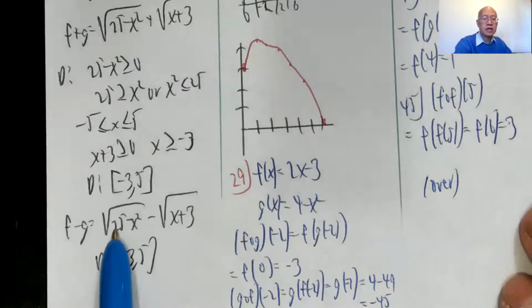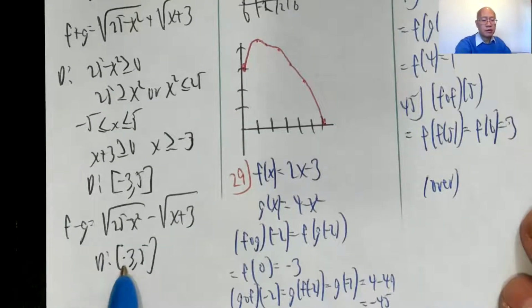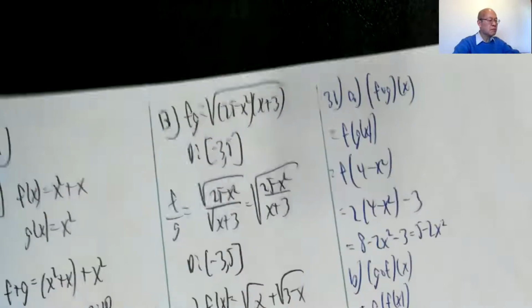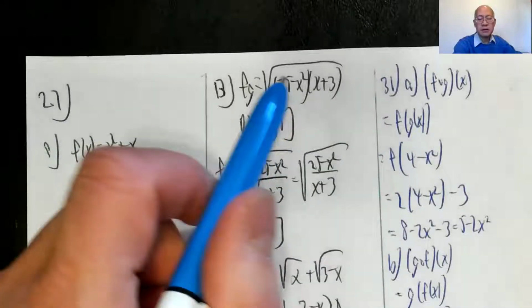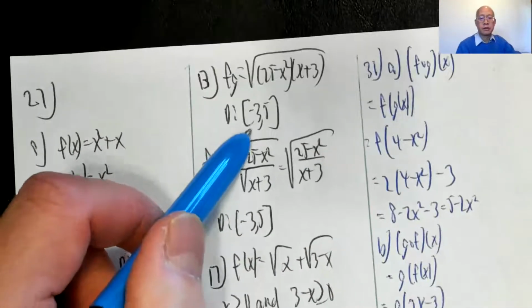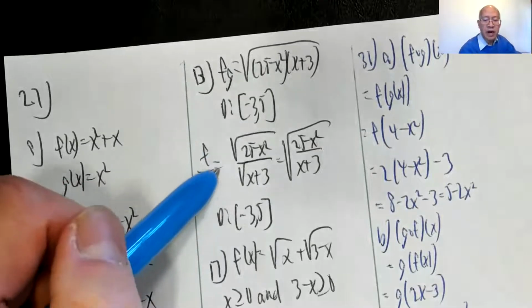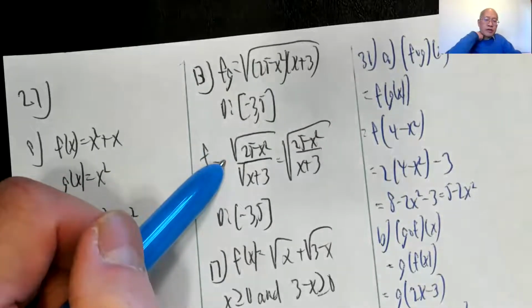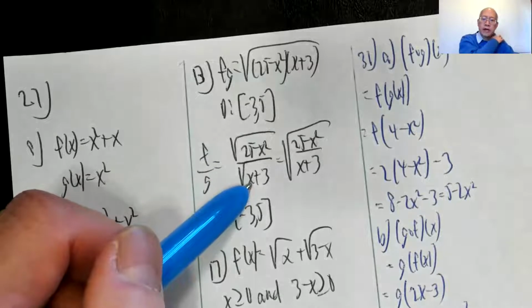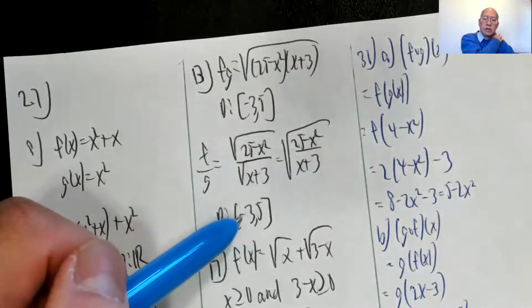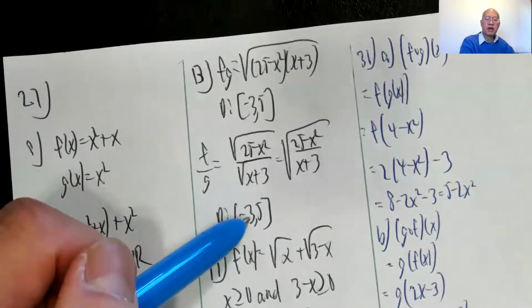f minus g is just that, same domain. f times g, pretty much same domain. f divided by g, the only other thing is -3 is no longer allowed because you'll be dividing by 0. So the domain is parenthesis -3, 5 bracket.